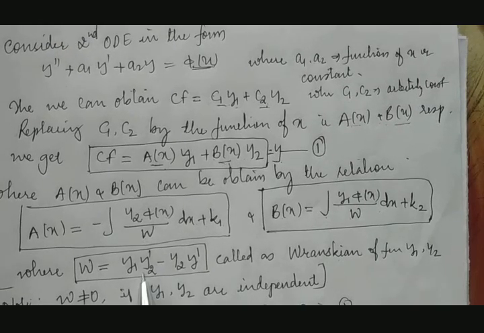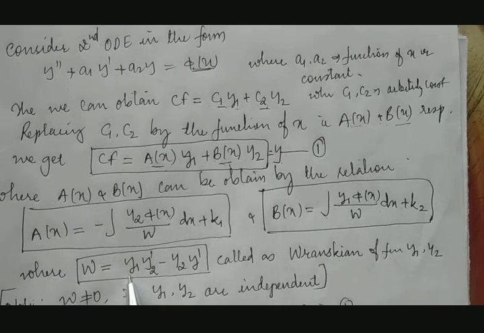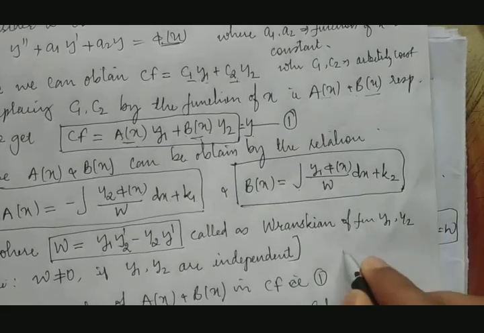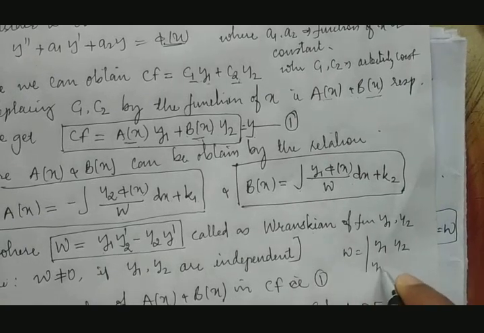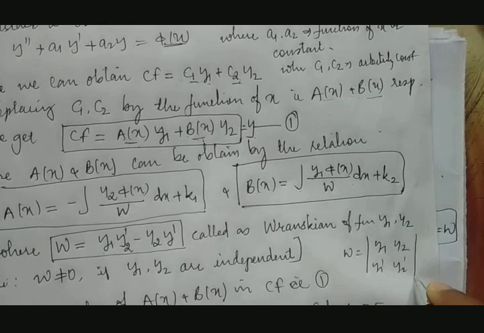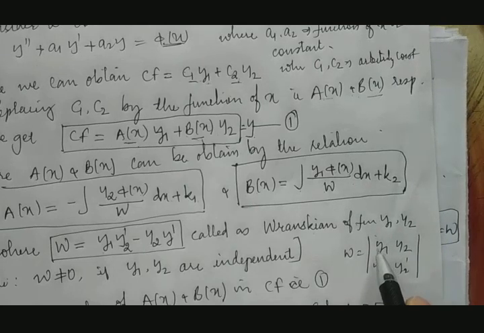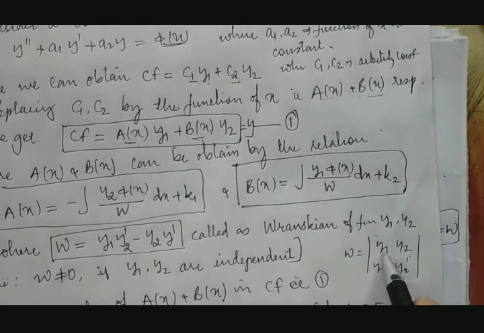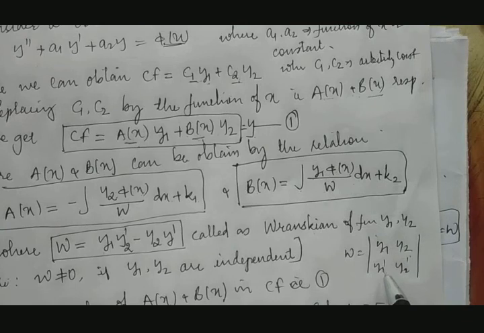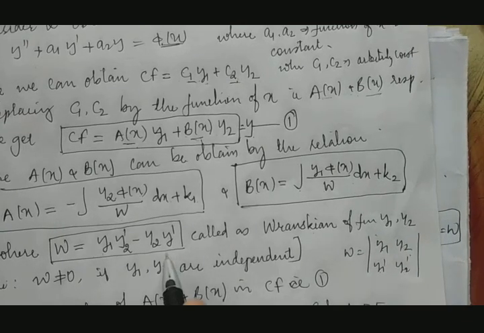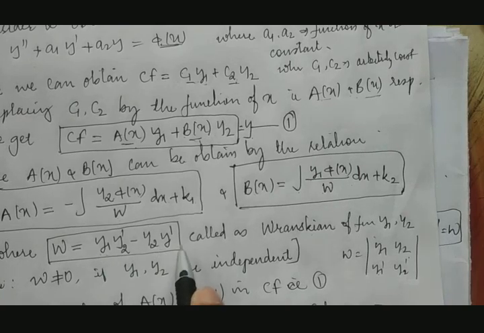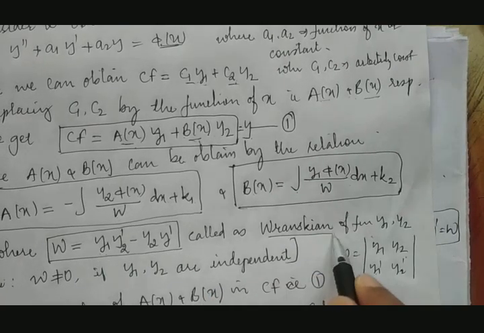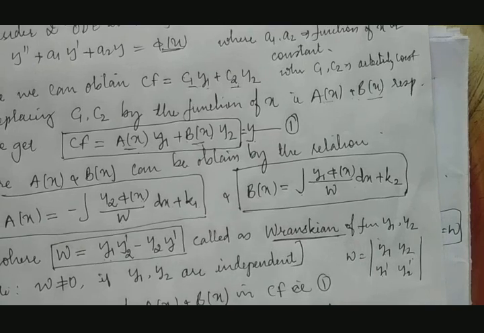How can this w be calculated? It can be calculated by using a determinant. W is the determinant of y1, y2 and their derivatives y1 dash, y2 dash. If you take this determinant value, you get y1 into y2 dash minus y1 dash into y2. So w is equal to y1 into y2 dash minus y2 into y1 dash. This is called the Wronskian of y1 and y2.